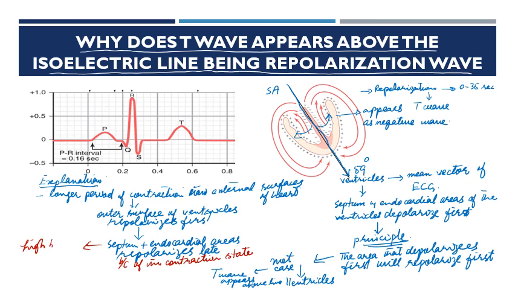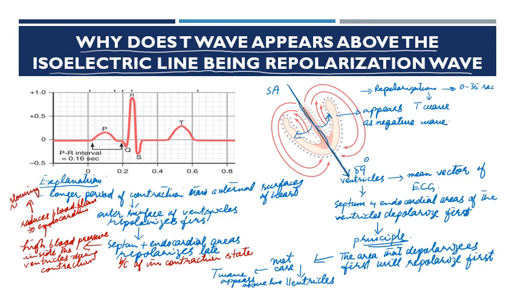This sequence of repolarization is postulated to be caused by high blood pressure inside the ventricles during contraction, and this greatly reduces blood flow to the endocardium, thereby slowing repolarization in endocardial areas.